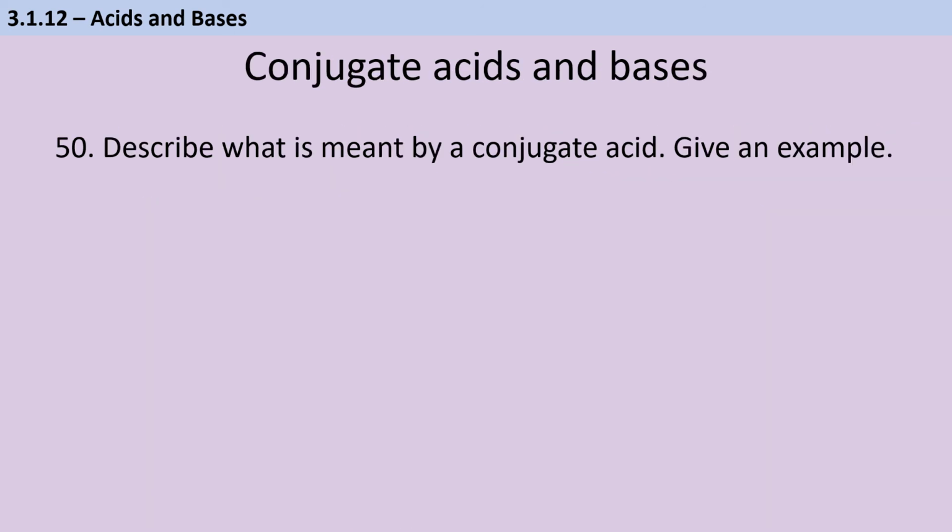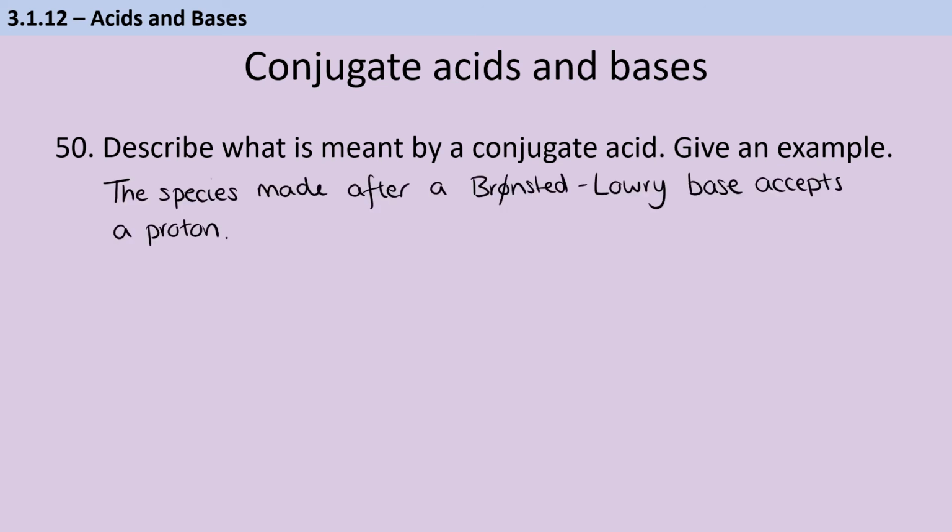Finally, for the acids and bases topic, we have conjugates. So when we talk about a conjugate acid, we mean the species that is made after a Bronsted-Lowry base accepts a proton. So a really good example of this would be ammonia. Ammonia is NH3, and when it accepts a proton, it forms NH4+, the ammonium ion, and that is the conjugate acid.